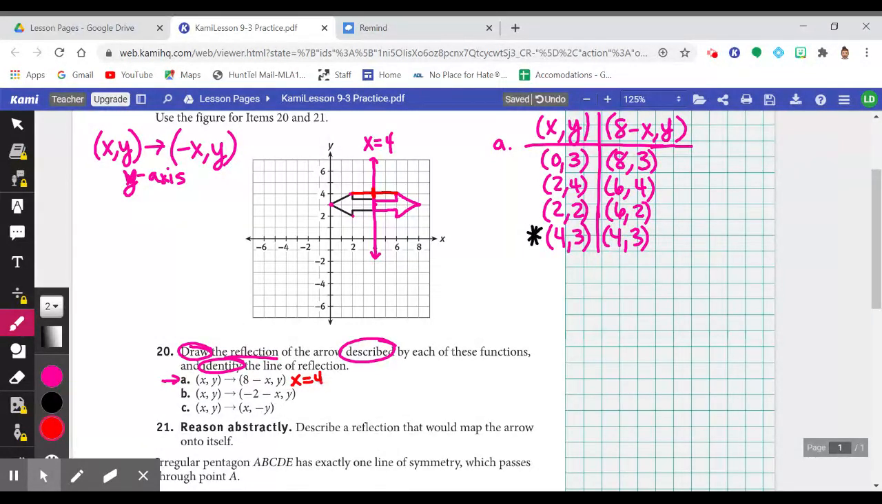Now let's move on to B. I'll use another color for B. B tells us negative 2 minus x, comma y, so we're going to create another function table.